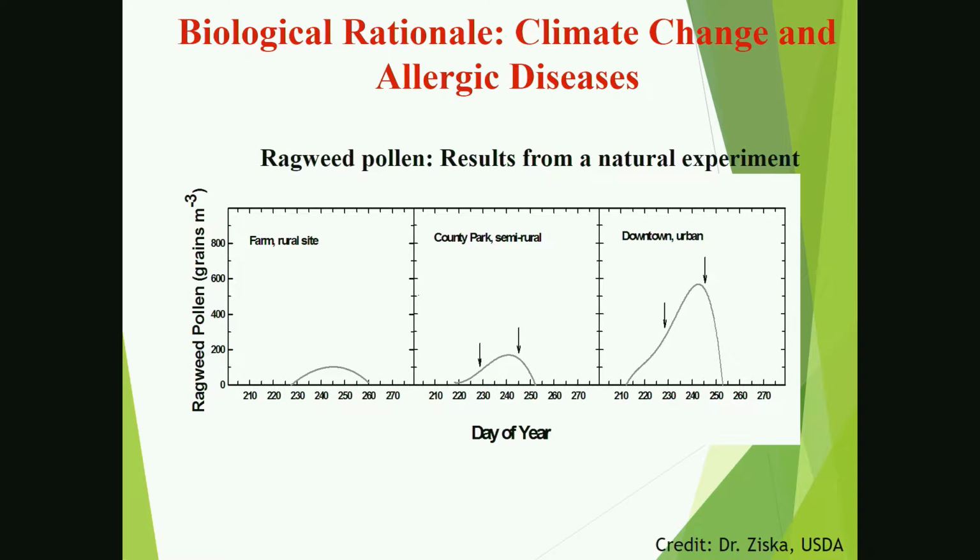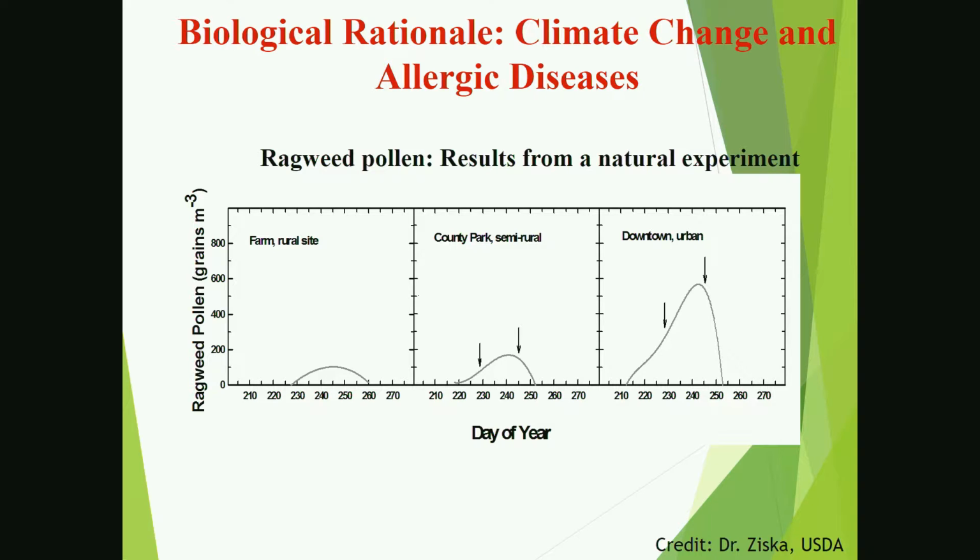This is another study. This is sort of a natural experiment where he is growing ragweed in downtown Baltimore, in Towson, a suburban location, and in a rural farm. Okay, so what you are looking at is ragweed pollen, grams per meter cube on the y-axis, and the length of pollen season. Okay, this is the calendar date. So comparing rural site to urban site, the same ragweed plant grown in downtown Baltimore produces a lot more pollen. Okay, produces a lot more pollen.